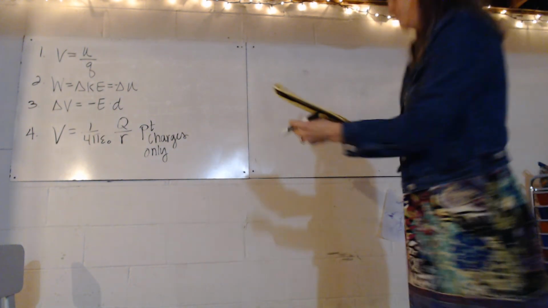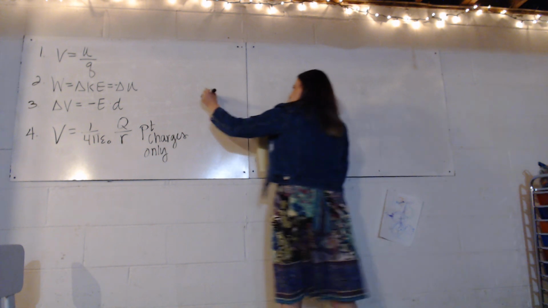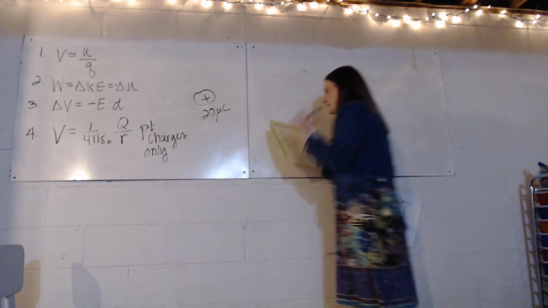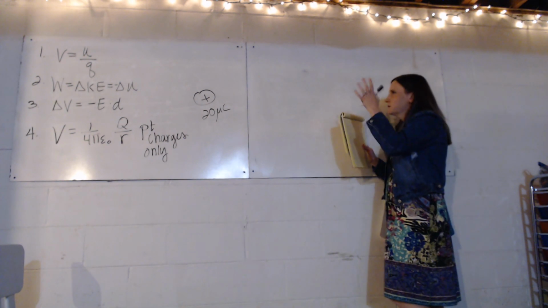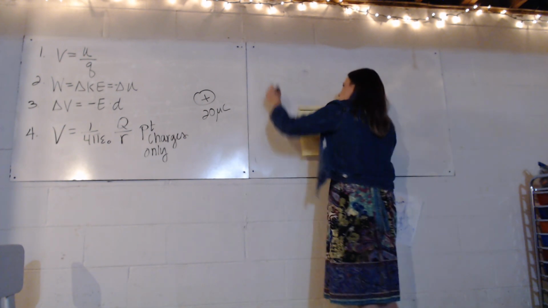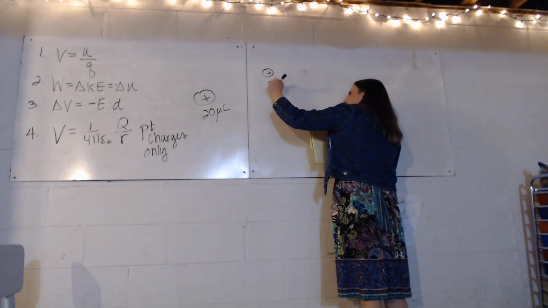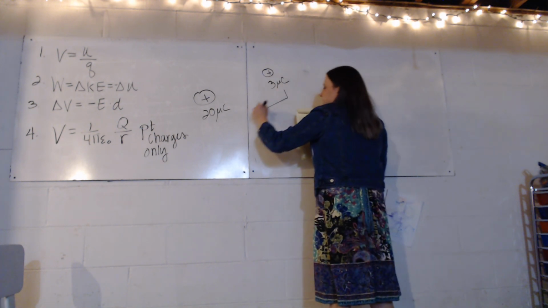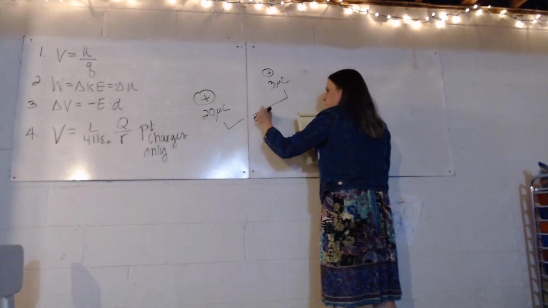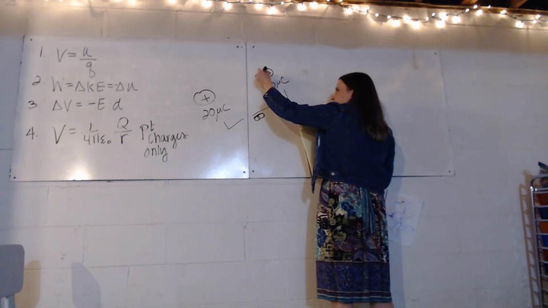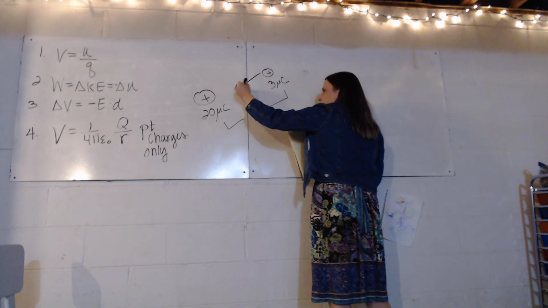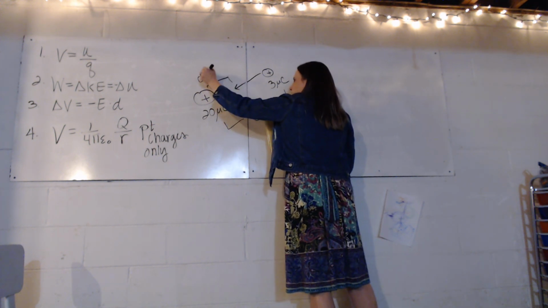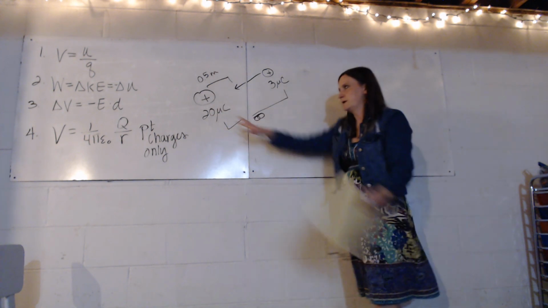So I have a positive charge, which is 20 microcoulombs. And I have another positive charge, it's smaller, it's 3 microcoulombs. And I'm going to move it from a distance of infinity away, so it's very far away, to a distance 0.5 meters away from this other 20 microcoulomb charge.